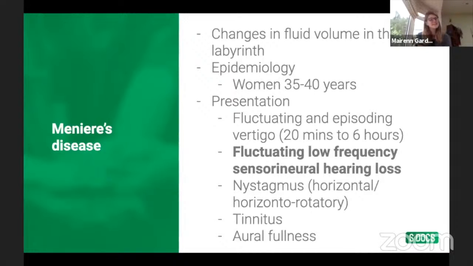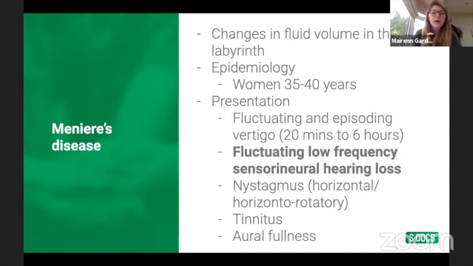Going on to Meniere's disease. Meniere's is something that you might know about from learning about vertigo. Meniere's is one of the most common causes of vertigo. And you've got a lot of different causes of vertigo, which can be sometimes quite difficult to differentiate. But Meniere's can also cause hearing loss. So Meniere's is when there's a change in the fluid volume or endolymph in the labyrinth. It's most common in women between 35 to 40 years of age.